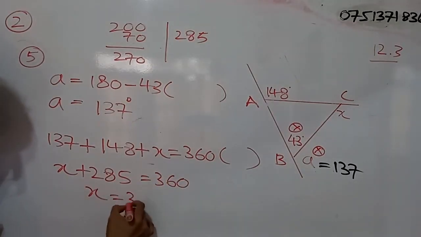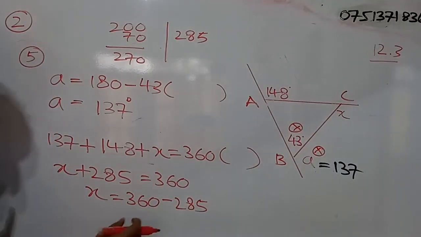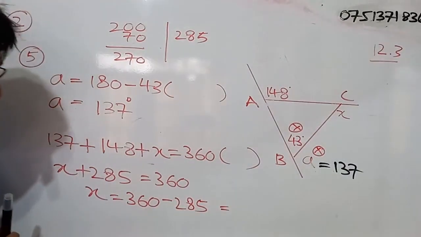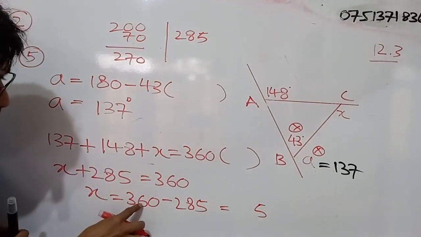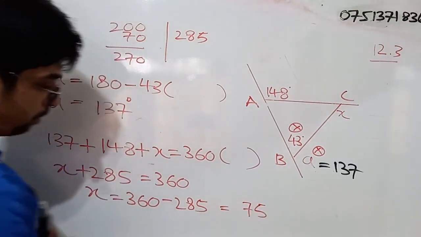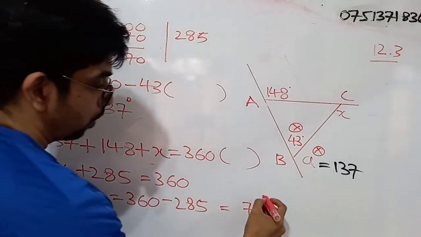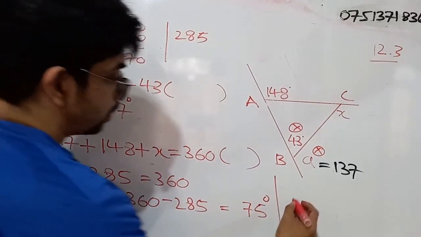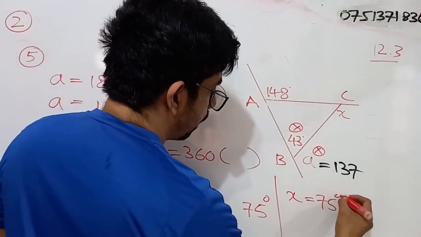So X is equal to what? 360 minus 285. Right. So here, what is the value? 10 minus 5, we know that's a 5. So here the remaining digit will be 5. 15 minus 8, what is that? 7. Here the remaining digit is 2. 2 minus 2, we get a 0. Right? So in this question, the angle X is equal to 75 degrees.